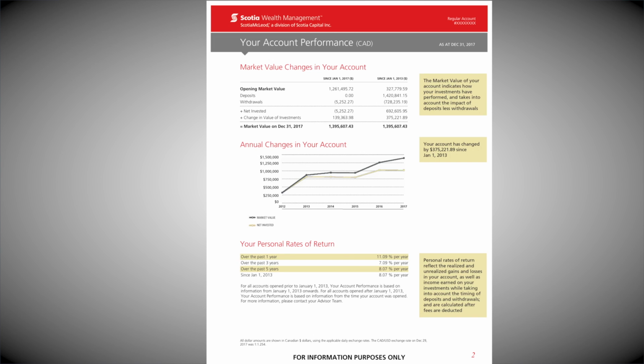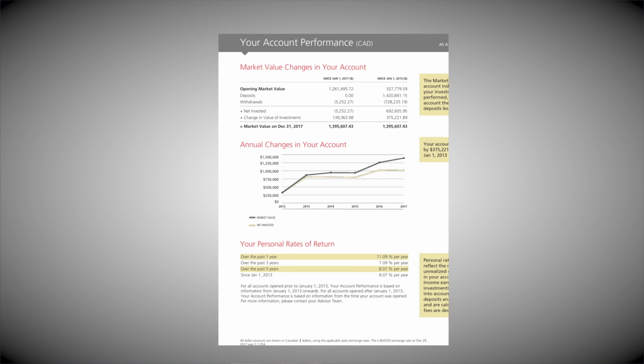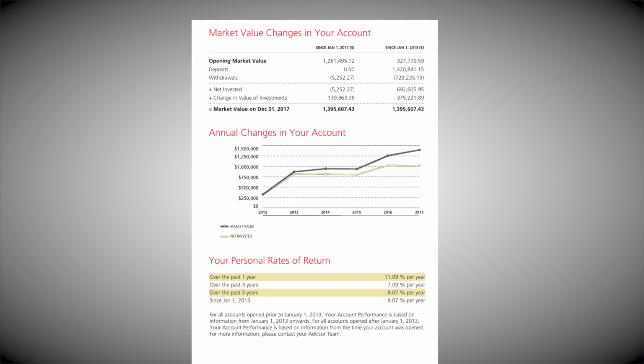But the two main takeaways in your new reports is that you will now be able to have a better understanding of how your investments are performing, as well as how much you are paying for an investment in dollar terms. To start, here's the three main points you should be looking for when it comes to account performance.